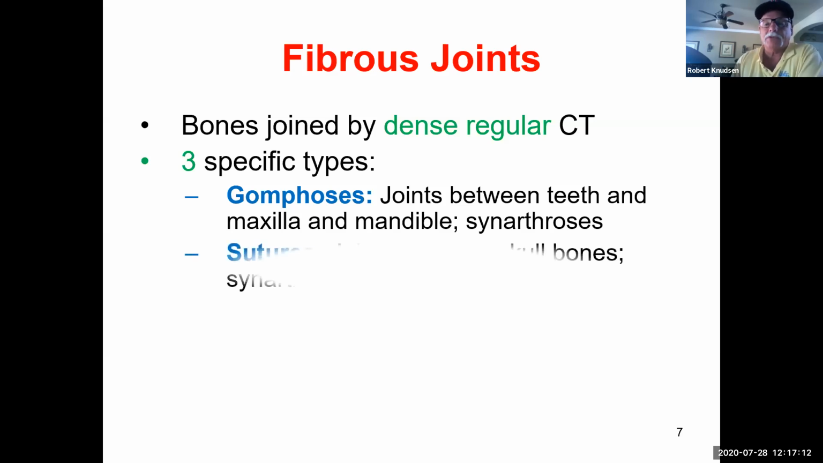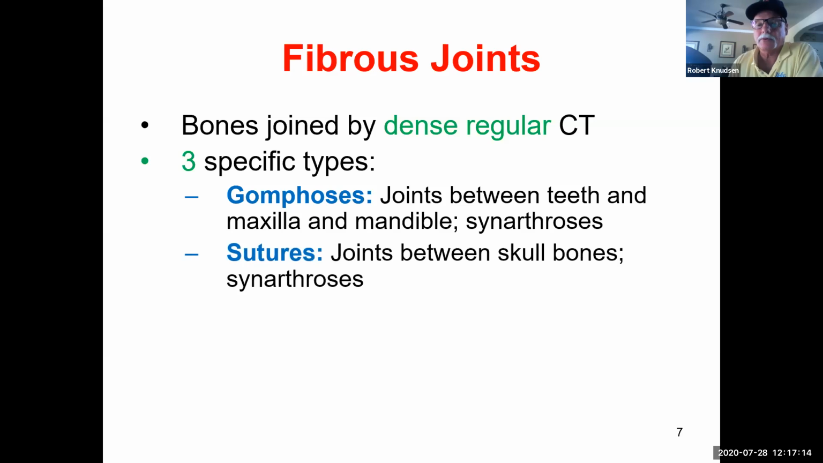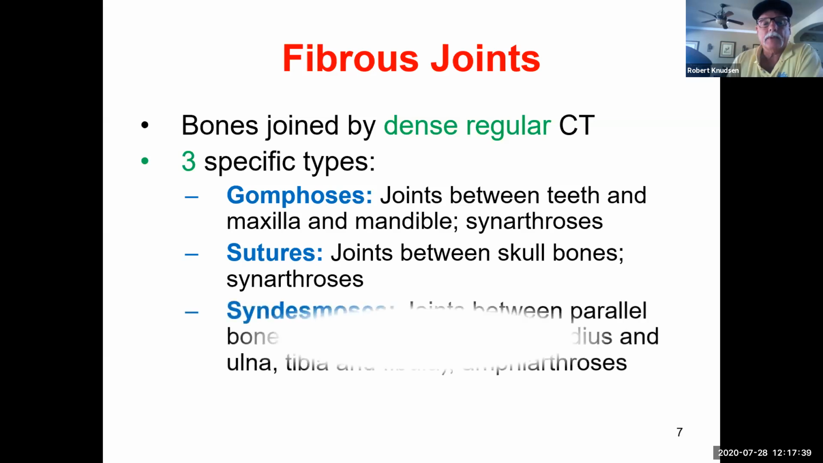Anyway, gomphosis. Next one, sutures. This is a fibrous joint. Sutures, the skull bones. Are your skull bones supposed to move? No. So it's a synarthritic function. See, this is structure, and this is function. So on that chart, we're looking at both sides.